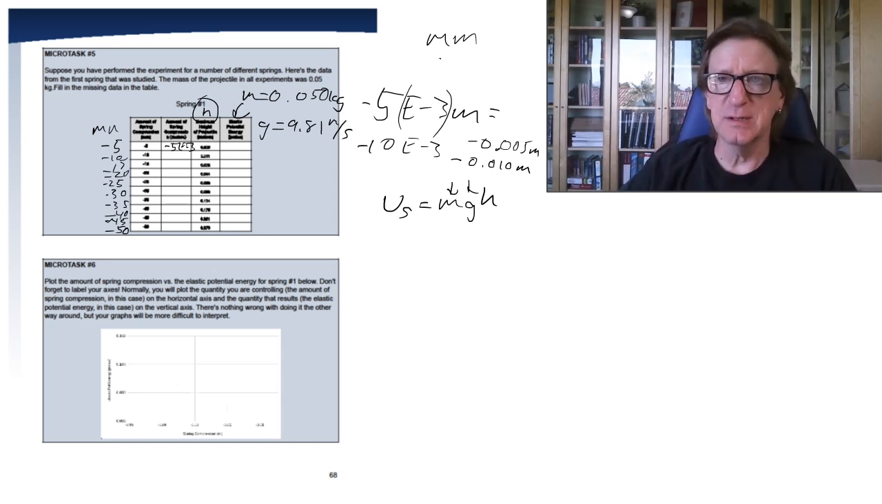It's good practice to go through making these kind of data tables. It'll give you a good feel for what's going on. All right, well, once you've got that then, we want you to plot. Remember, we said we were going to plot the spring compression, which is delta x, from this first column, versus our spring energy, US. This is going to be in meters, and this then is going to be in joules, which is the unit of energy. So pause the video.